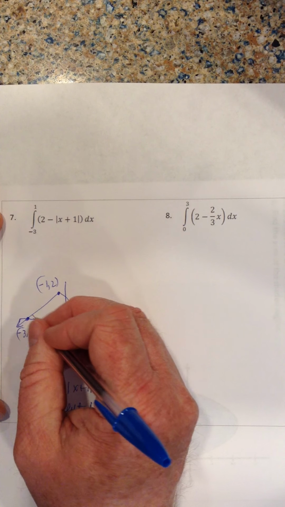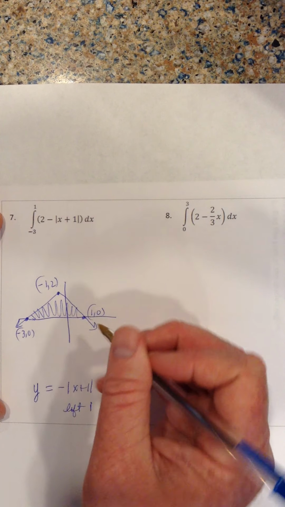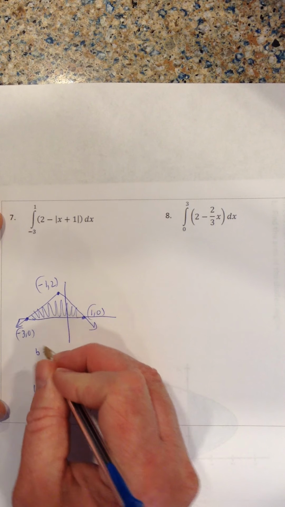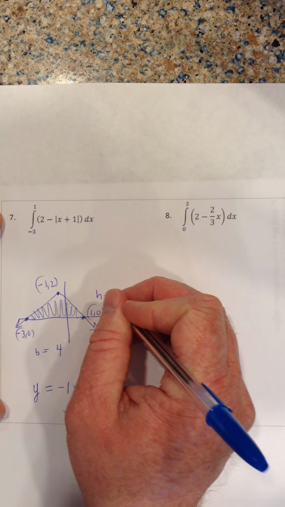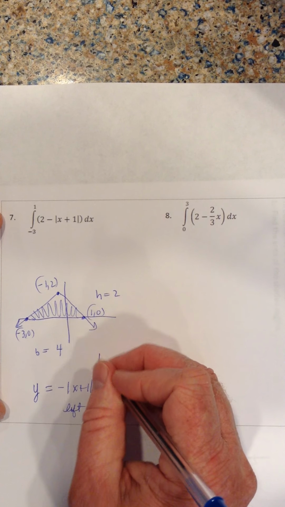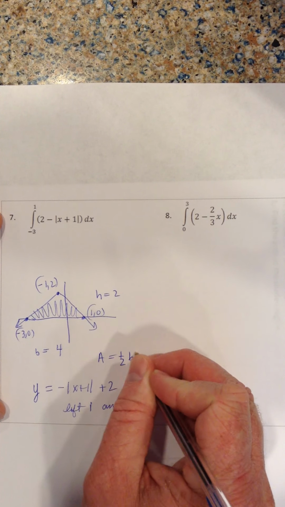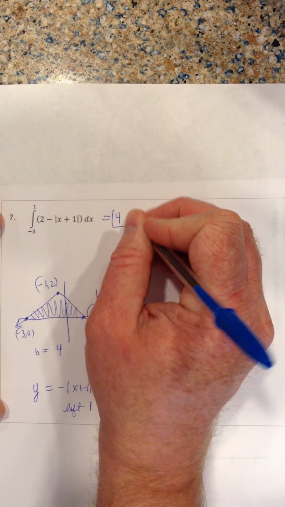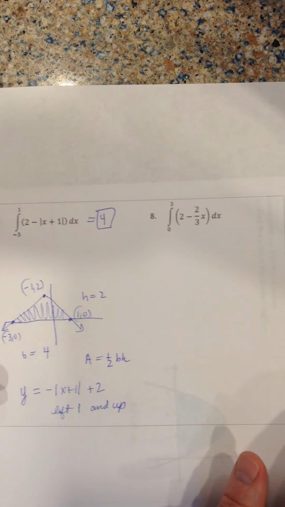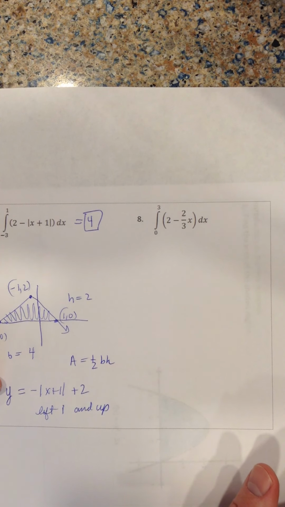Okay, so it's that triangle. So the triangle, the base goes from negative 3 to 1, which is 4. The height goes up to 2. So the area of a triangle is 1/2 base times height. So 1/2 of 4 times 2, which would be 4. So that integral evaluated is 4. Okay, and the last one.